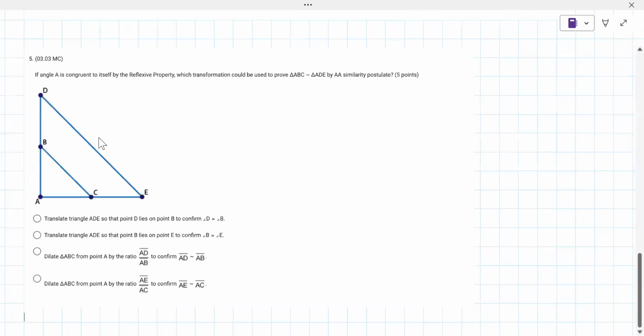All right, if angle A is congruent to itself by the reflection property, which transformation is used to prove that the triangles are similar? So you need another angle that's congruent. Again, these angles are congruent. That's the big deal. These up here are congruent. That's the big deal.